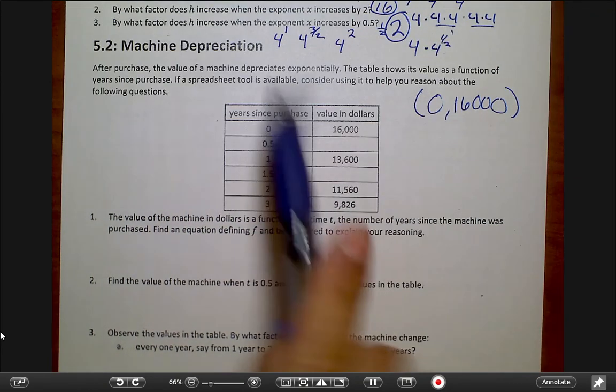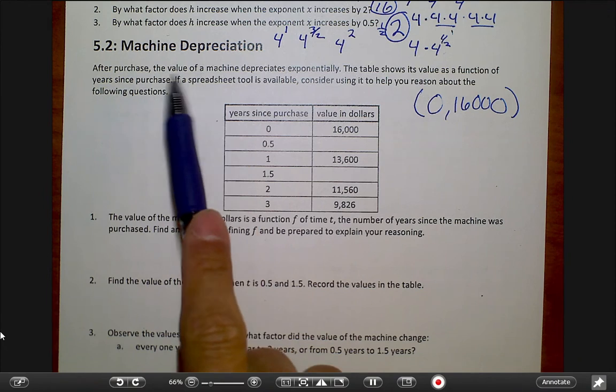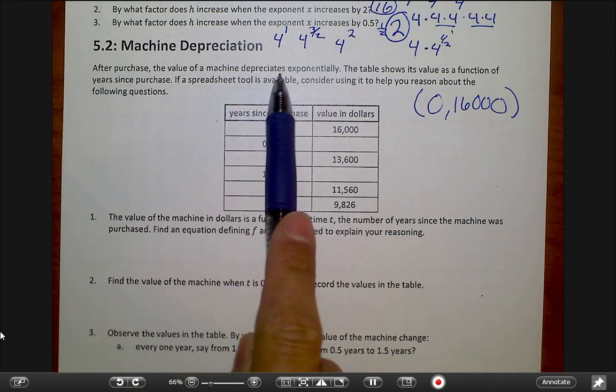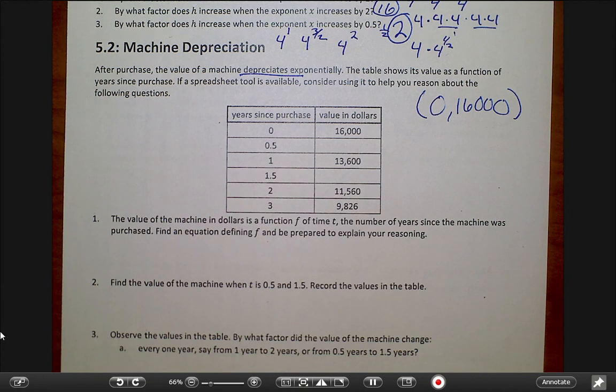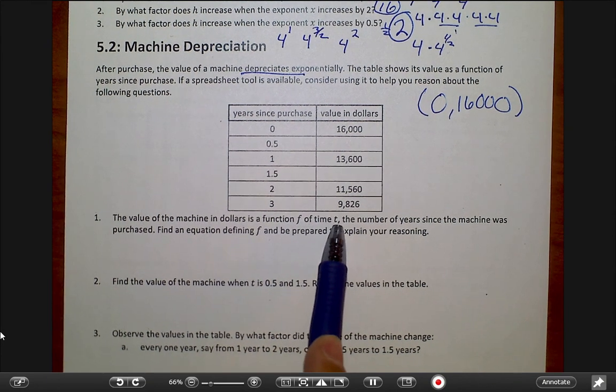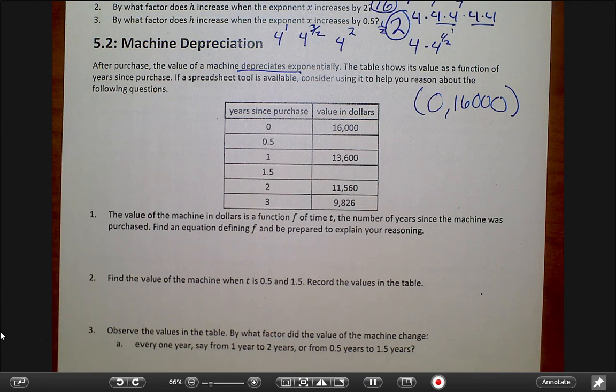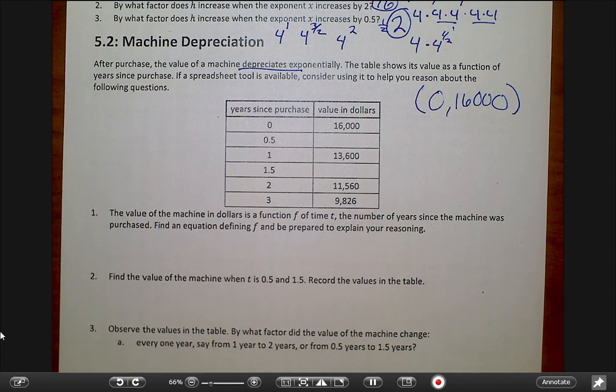So it says, after purchase, the value of a machine depreciates exponentially. The table shows its value as a function of years since purchase. If a spreadsheet tool is available, consider using it to help you reason about the following questions. The value of the machine in dollars is a function f of time t, the number of years since the machine was purchased. Find the equation defining f.